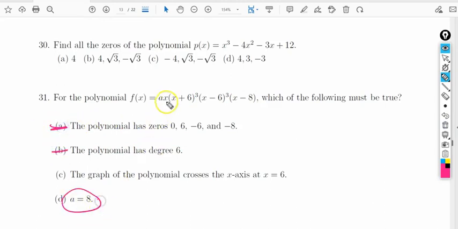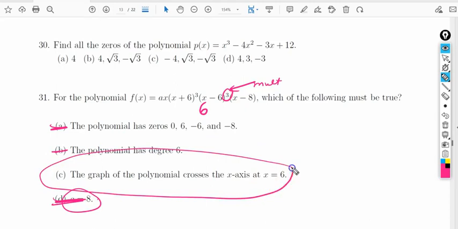You have no way of knowing what a is. So by process of elimination, it's going to be C. The graph of the polynomial crosses the x-axis at x equals 6. Now, what happens at 6? We have a 0 of 6, and its multiplicity is 3. If a 0 has odd multiplicity, it crosses through. So this is true. It crosses the x-axis at x equals 6. So the answer to 31 is C.